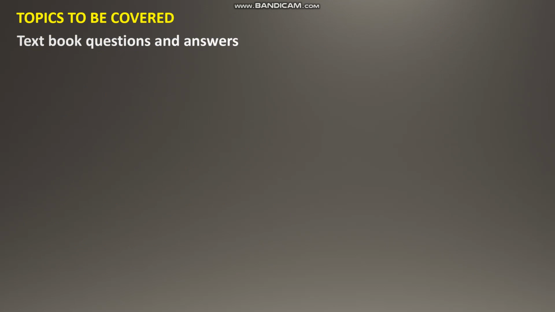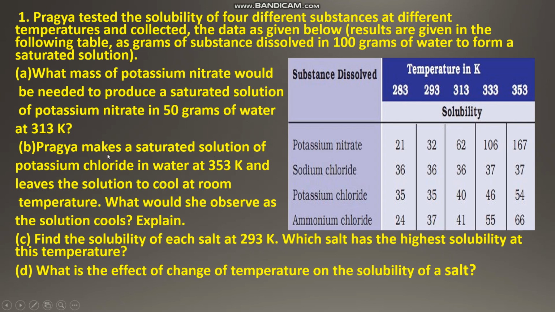Next question. Pragya makes a saturated solution of potassium chloride in water at 353 Kelvin and leaves the solution to cool at room temperature. What would she observe as the solution cools? Explain. So at 353 Kelvin, she prepared a saturated solution of potassium chloride. So as we have seen here, 54 gram of potassium chloride is required to produce a saturated solution at 353 Kelvin. So as the solution cools, what happens?